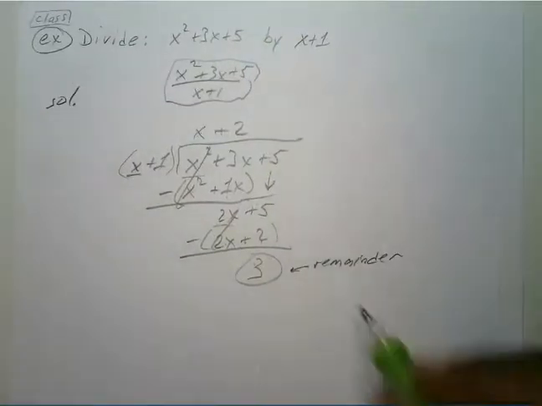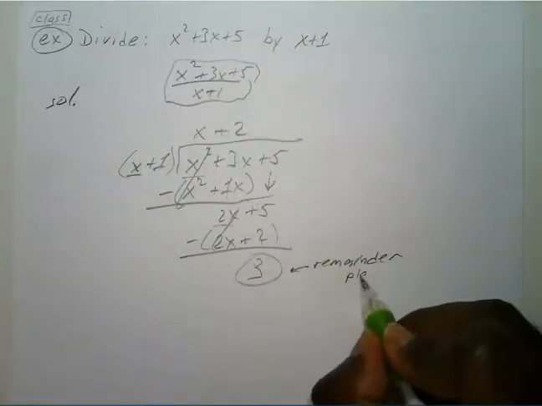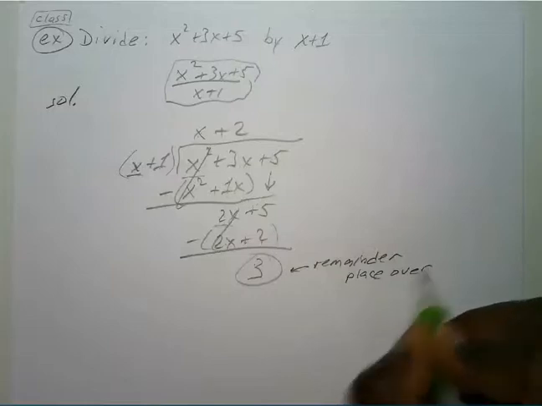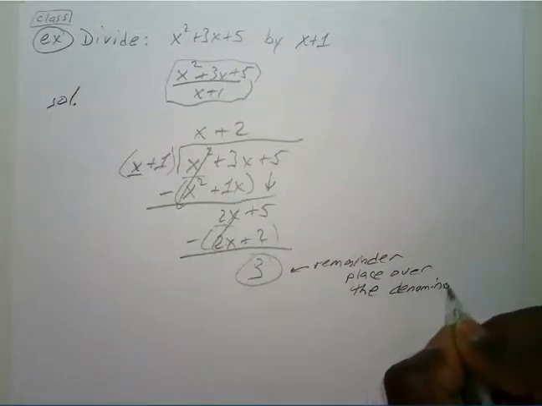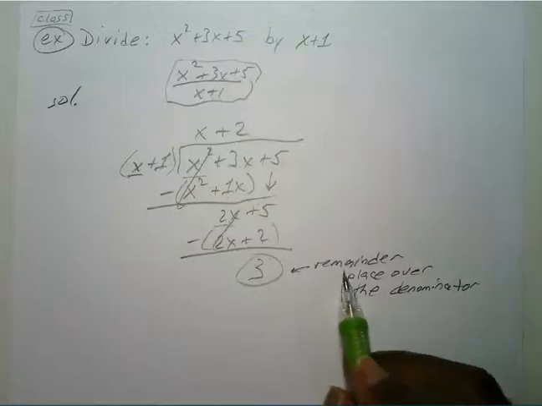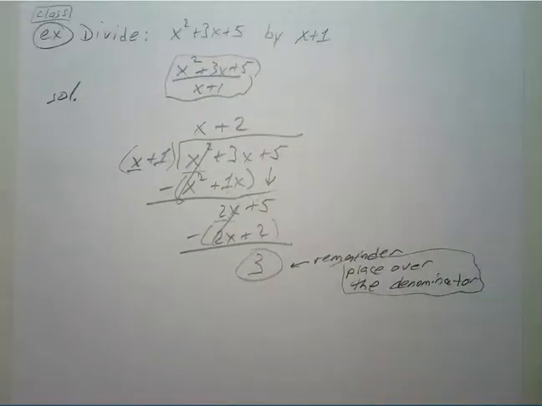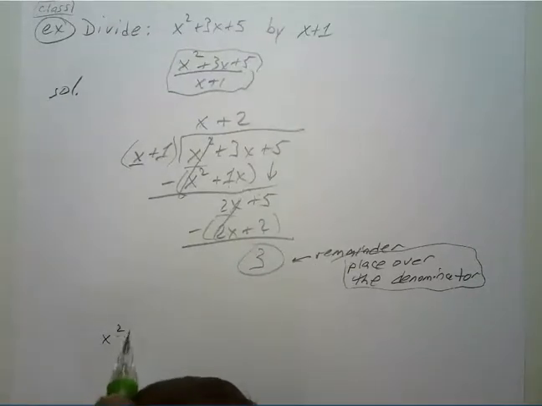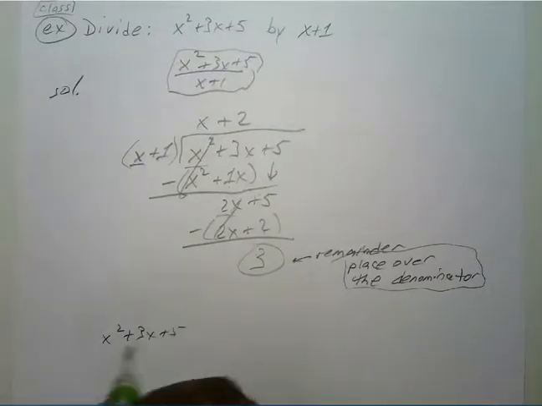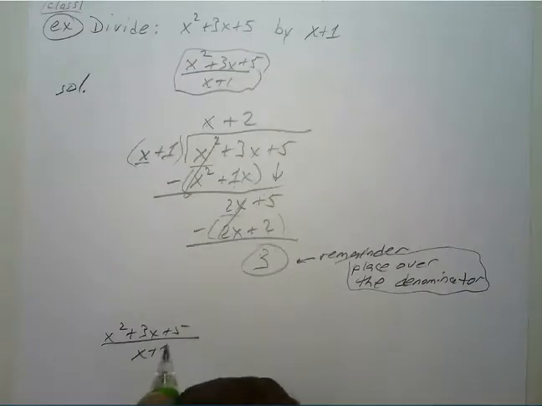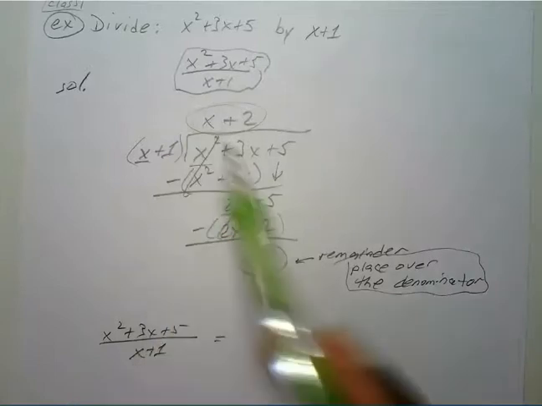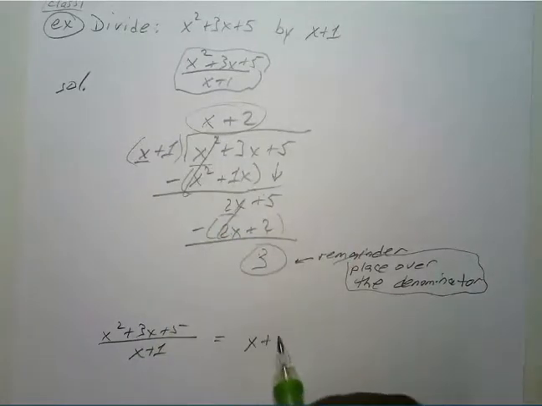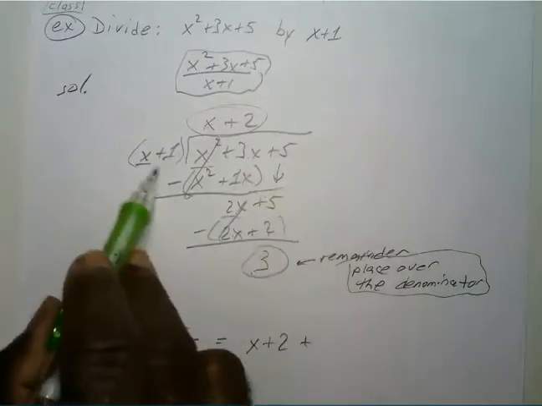Okay, so whenever you have a remainder, you're going to place it over the denominator. There we go. Okay, so this is how it should look. x squared plus 3x plus 5 divided by x plus 1 is going to equal x plus 2 plus 3 over x plus 1.